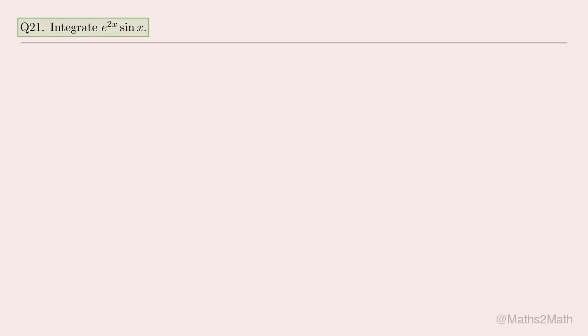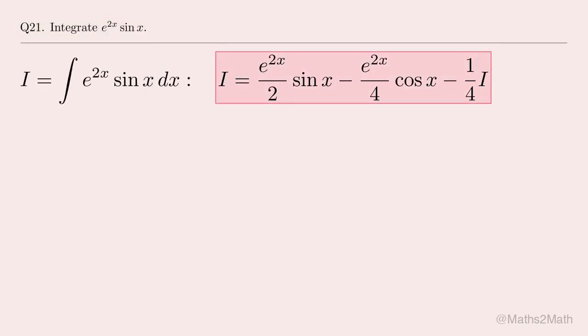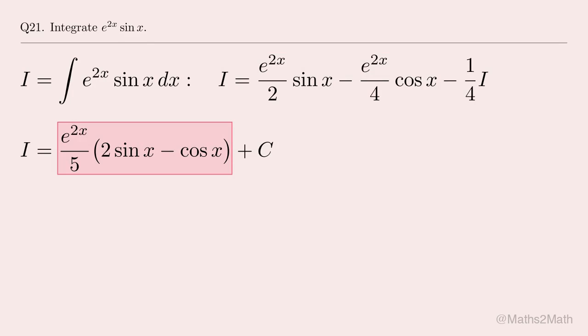Question 21. Parts twice and solve for the integral. The self-referential trick. Two rounds of parts, return the original integral with coefficient minus a quarter. Solve the equation. Gather I, 5/4 I equals the bracket, so I is the e to the 2x combination over 5.